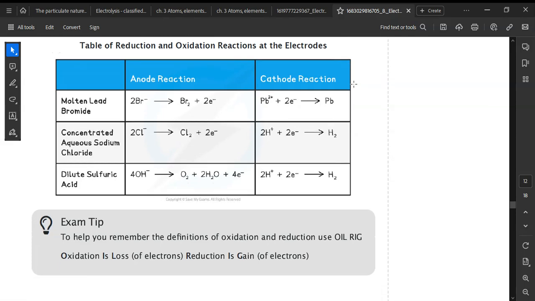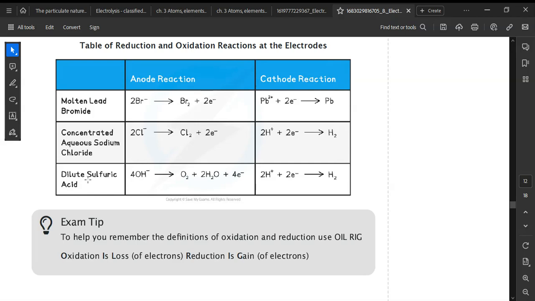For molten lead bromide, bromide will go to the anode and lose two electrons. At the cathode, lead will gain two electrons to form lead metal. For concentrated aqueous sodium chloride, chloride will go to the anode and form chlorine gas due to the loss of two electrons, and at the cathode hydrogen will form hydrogen gas due to the gain of two electrons.